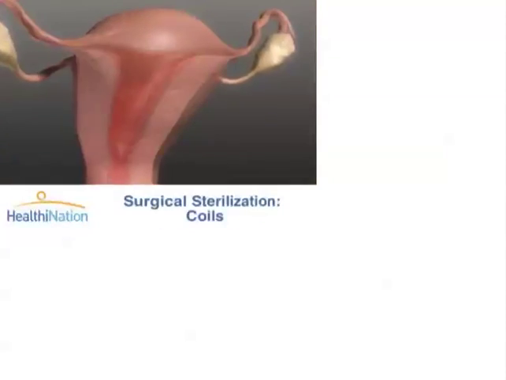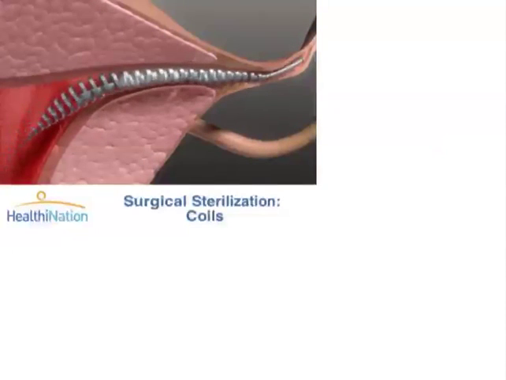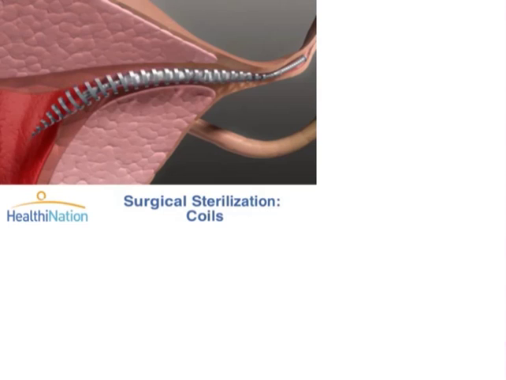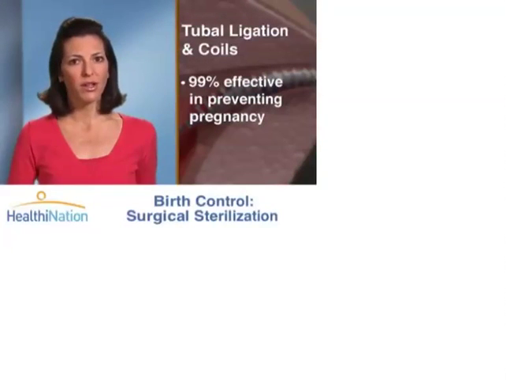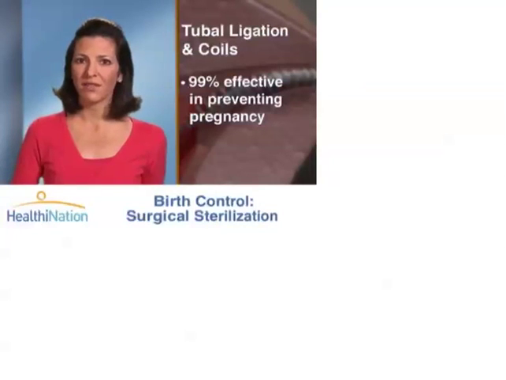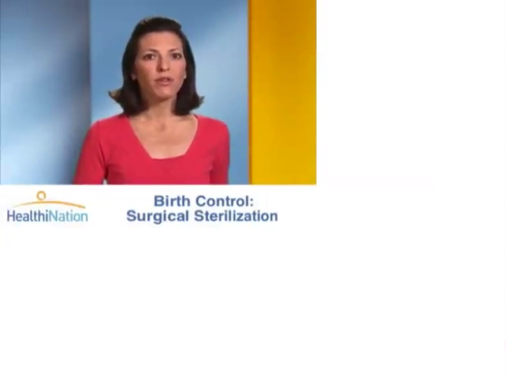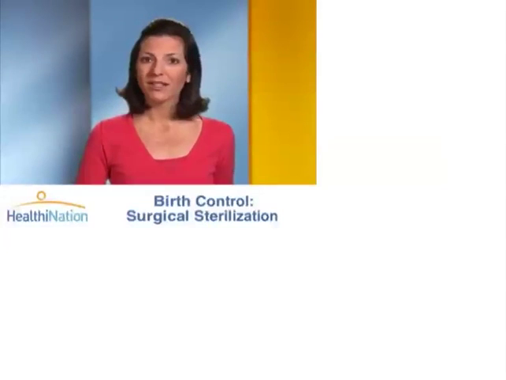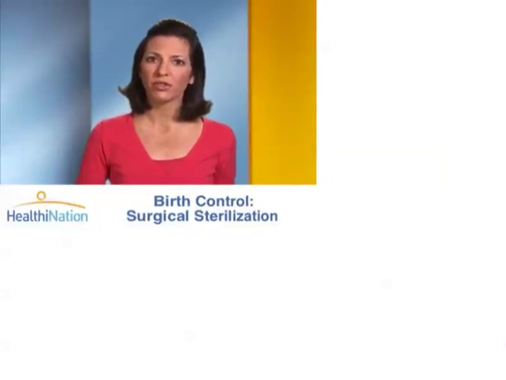The other option for women is the insertion of metal coils into the fallopian tubes. These coils cause scar tissue to develop in the tubes and block the passage of eggs and sperm. This sterilization procedure is not reversible. Both tubal ligation and coils are more than 99% effective in preventing pregnancy. These can be good options for people who know they don't want to become pregnant but want to stay sexually active. These procedures are not always reversible and should be considered carefully with the help of your doctor and partner.